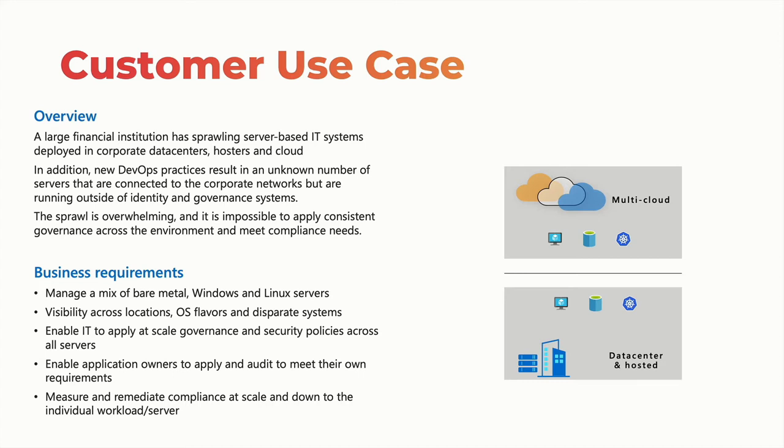The business requirement given to the central IT and enterprise IT is to manage a mix of bare metal Windows and Linux servers with multiple Linux distributions and multiple versions of Windows running in very disparate environments. Now, IT should be able to apply governance and security policies at scale. They should be able to perform audits to ensure that the applications and infrastructure meet certain prerequisites and conditions. And if they don't, they should be able to remediate them and apply policies to bring everything under one umbrella, driven by well-defined policies and well-defined security best practices.